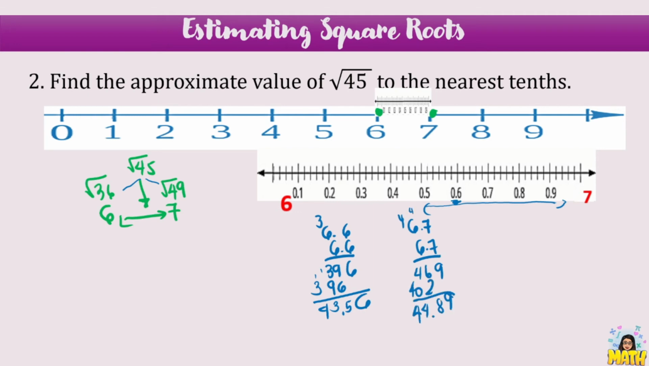So here we have 44.89, na talaga nga namang malapit na sa square root of 45. Pero itry muna natin ulit yung next, 6.8. So here, 46.24, lumagpas na siya sa 45. So here, we can say that 6.7 times 6.7 is near 45, which means that the approximate value of square root of 45 is 6.7.